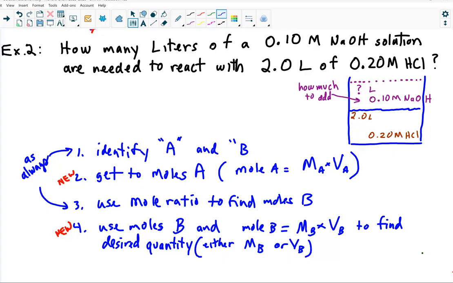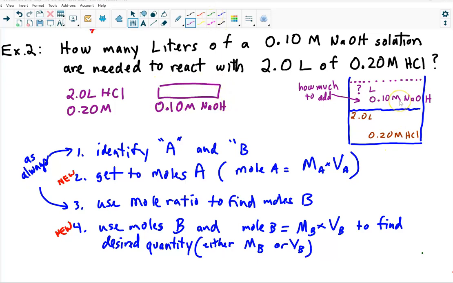So this kind of stoichiometry, if you think about it, what you know is that you have your 2.0 liters of HCl, and it's 0.20 molar. You know that you have 0.10 molar NaOH, but what you need to figure out is how much of that to add. So if you look at the way I drew up the beaker over here, I had my 2 liters of my 0.2 molar HCl, and what you're trying to figure out is, okay, so I have a 0.1 molar NaOH solution.